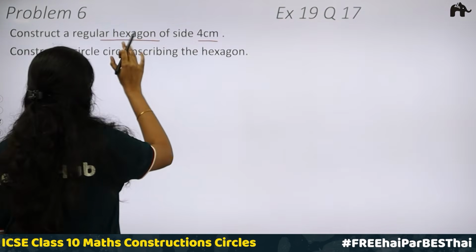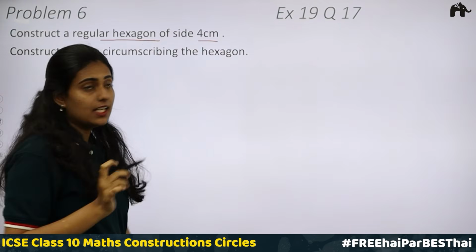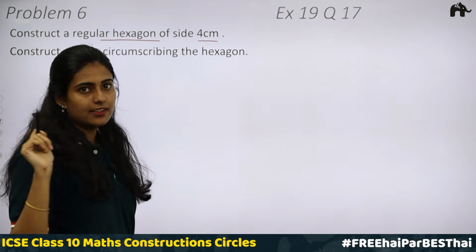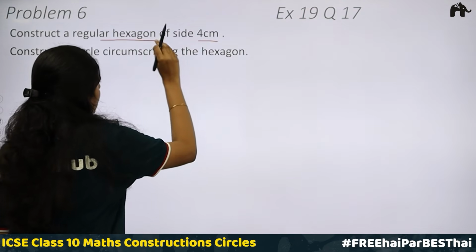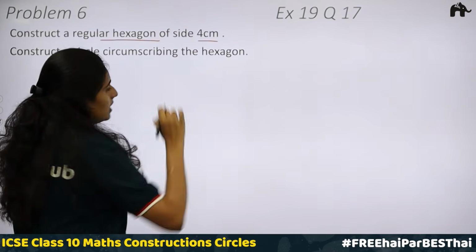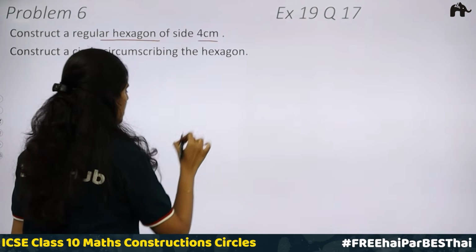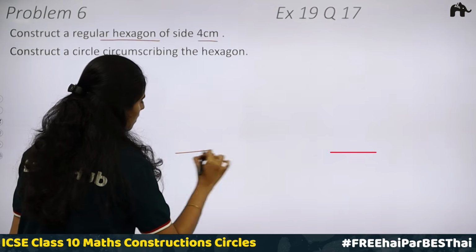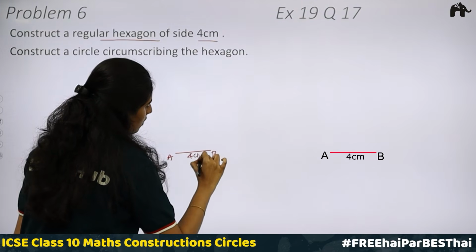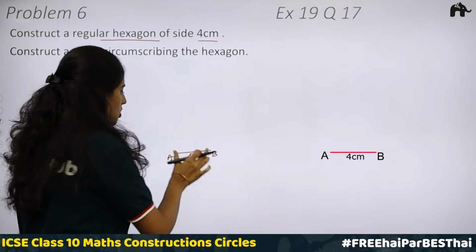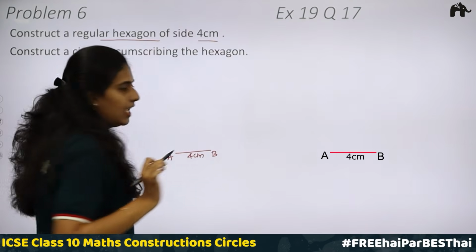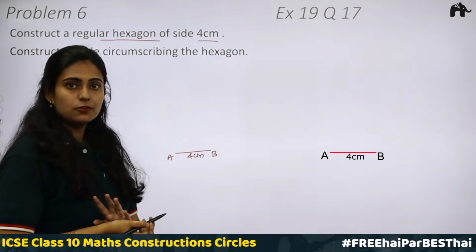Okay. First, we will construct a regular hexagon of side 4 centimeter. We know to construct an equilateral triangle. Similarly, we have studied how to construct a regular hexagon. Here, to construct a regular hexagon, first let us take a line segment AB of length 4 centimeter. We are drawing using our pencil and ruler a line segment AB of length 4 centimeter.